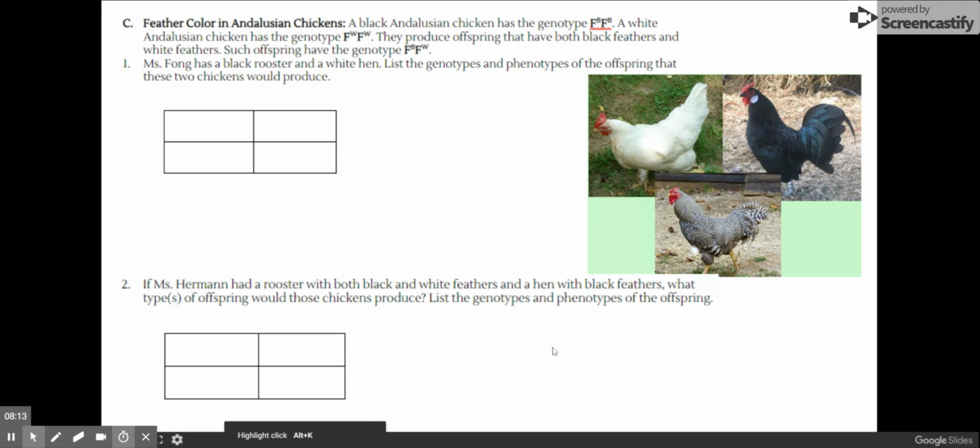Okay, you guys should be able to read carefully through the questions and look at these examples with chickens. So pause the video and work out your answers.